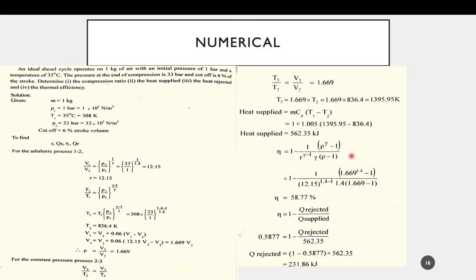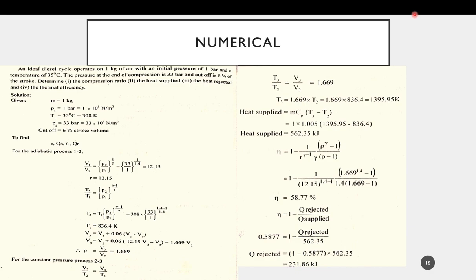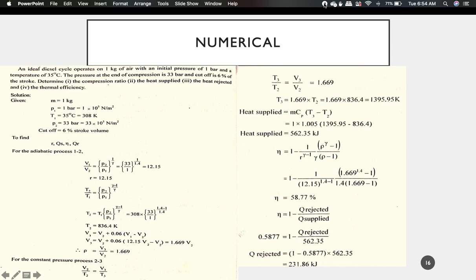So I hope this problem is clear. Please go through more problems on Otto and Diesel cycle. We have discussed both Otto and Diesel cycle, its cycle analysis as well as sample problems. Now practice the derivations and practice more problems, so that it will be clear to you. More practice will help you to be thorough with this. So with this, I'll stop the presentation.